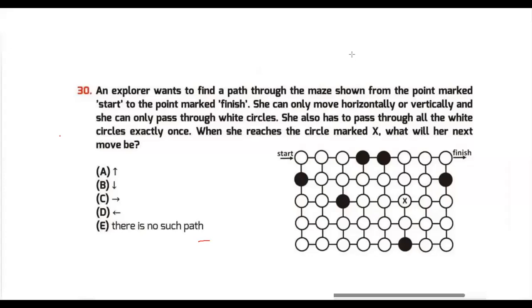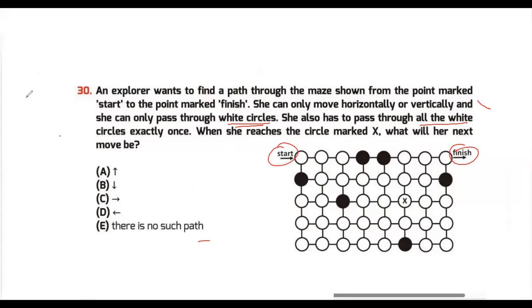Last question, question 30. An explorer wants to find a path through the maze shown from the point marked starting to the finish point. She can only move horizontally or vertically. So you can move horizontally or vertically, you can't move diagonally. And she can only pass through white circles. She also has to pass through all the white circles exactly once. When she reaches the circle marked X, what will be her next move?